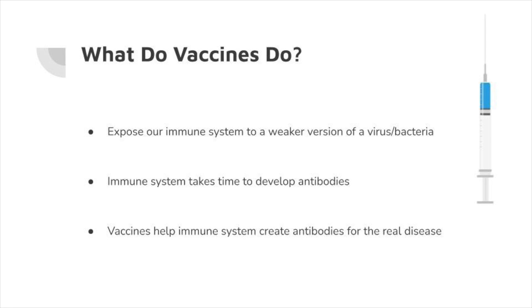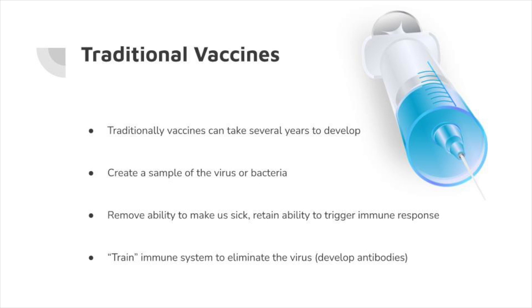Normally, it can take several days for our immune system to develop those antibodies and begin fighting off a disease. So, this provides us a way to develop those antibodies when we're not dealing with severe symptoms brought on by an actual disease. So, traditionally, vaccines can take several years to develop, and it involves creating a sample of a virus or a bacteria and removing its ability to make us really sick but it keeps its ability to trigger an immune response within the body. This response is very important as that's what actually trains our immune system to deal with the real disease.